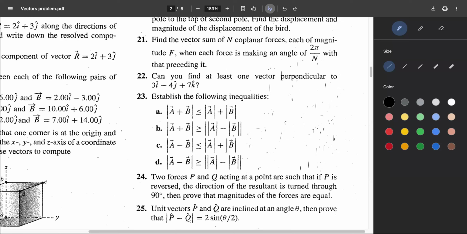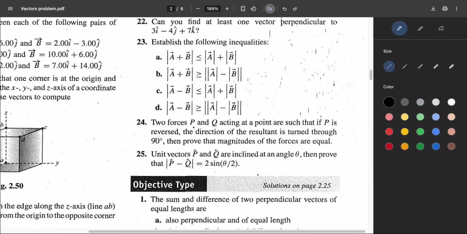All right. So look, the same. In question 24, two vectors P and Q are given at a point such that if P is reversed, the direction of the resultant turns through 90 degrees. Then prove that the magnitudes are equal. As the question says, assume this is P, this is Q. The resultant is coming out like this. If you turn it by 90 degrees, this vector will move this way. We have to prove that P and Q are equal in magnitude. Clear?